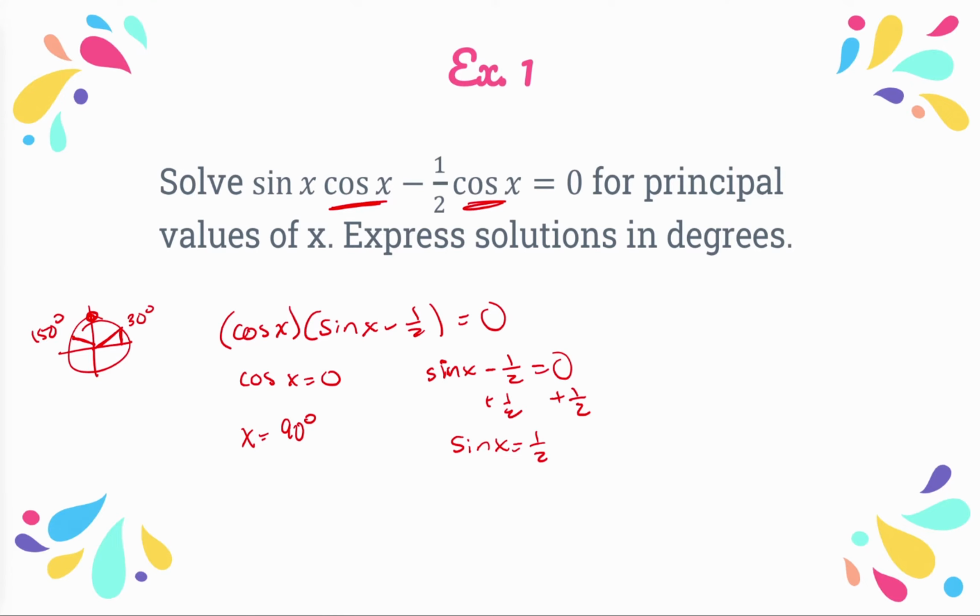But for principal values of x, we're only looking at the answers in quadrants 1 and 4, so that would just be the 30 degrees. 150 is not a principal value of x for sine because it's in quadrant 2.